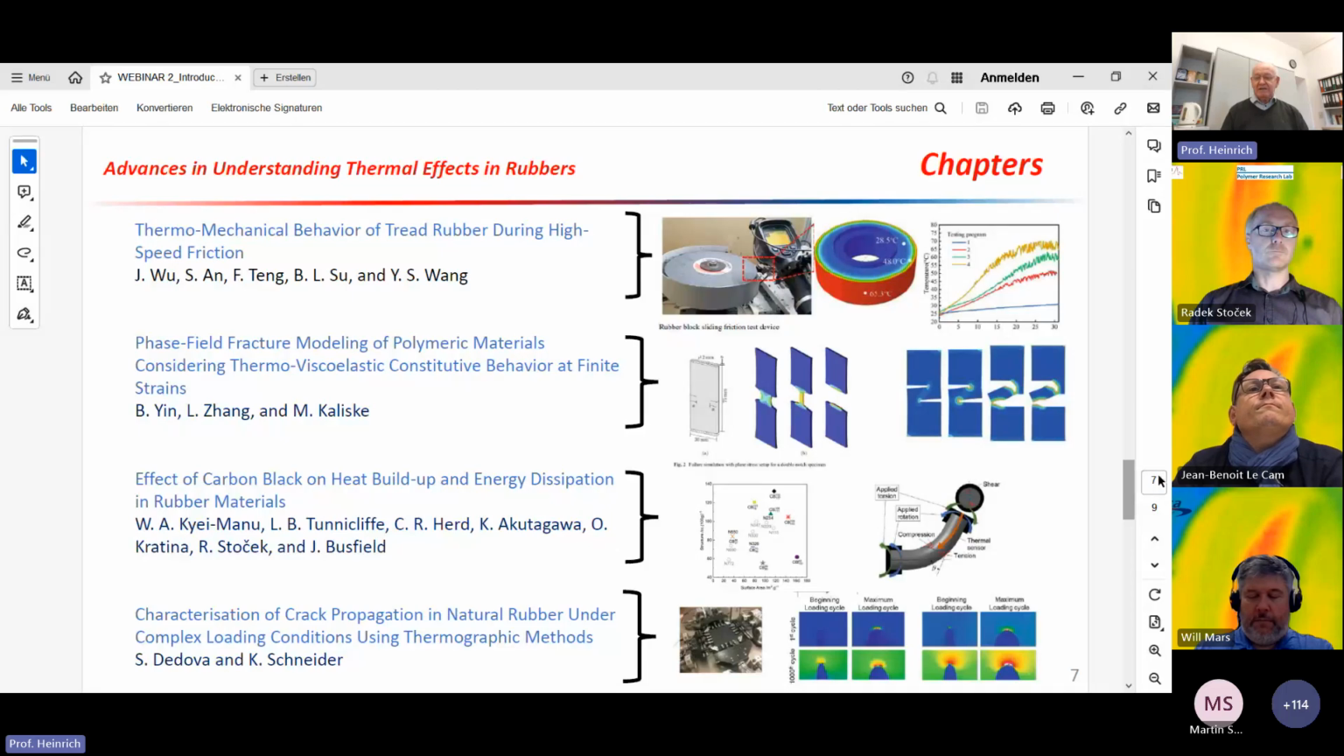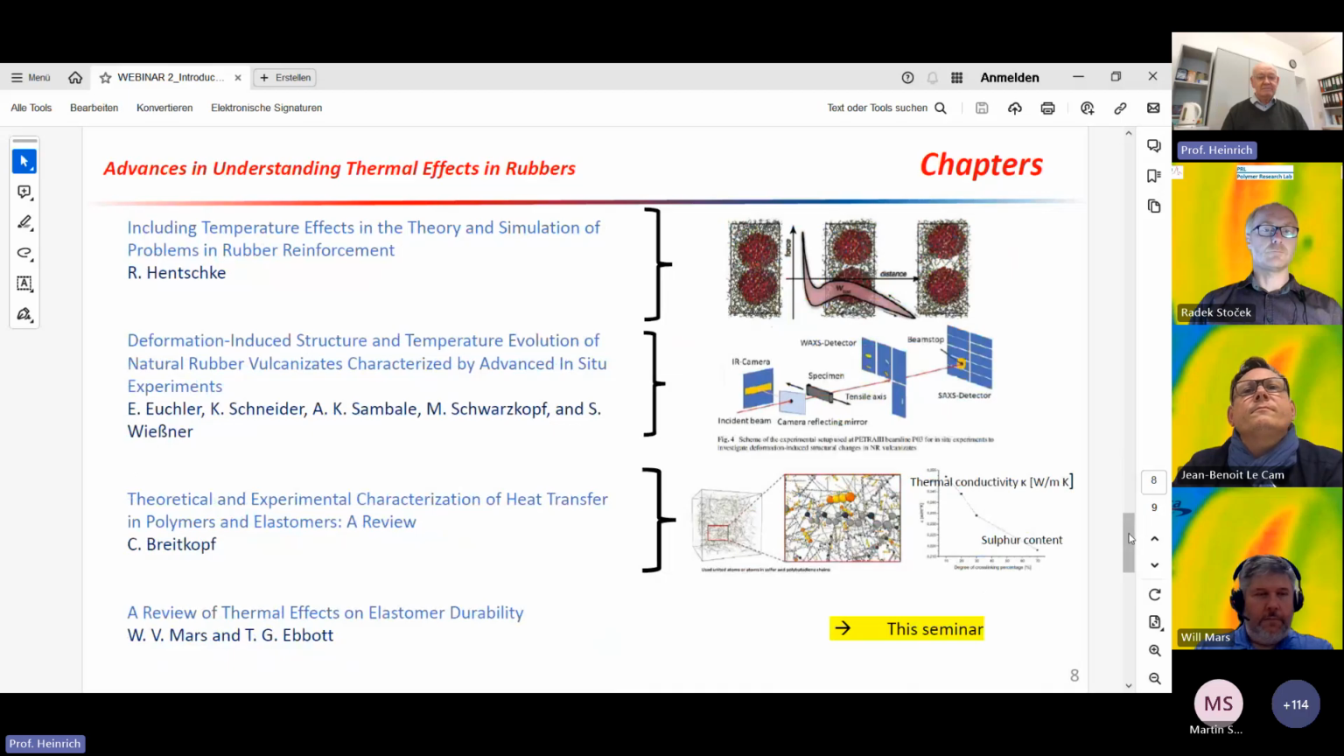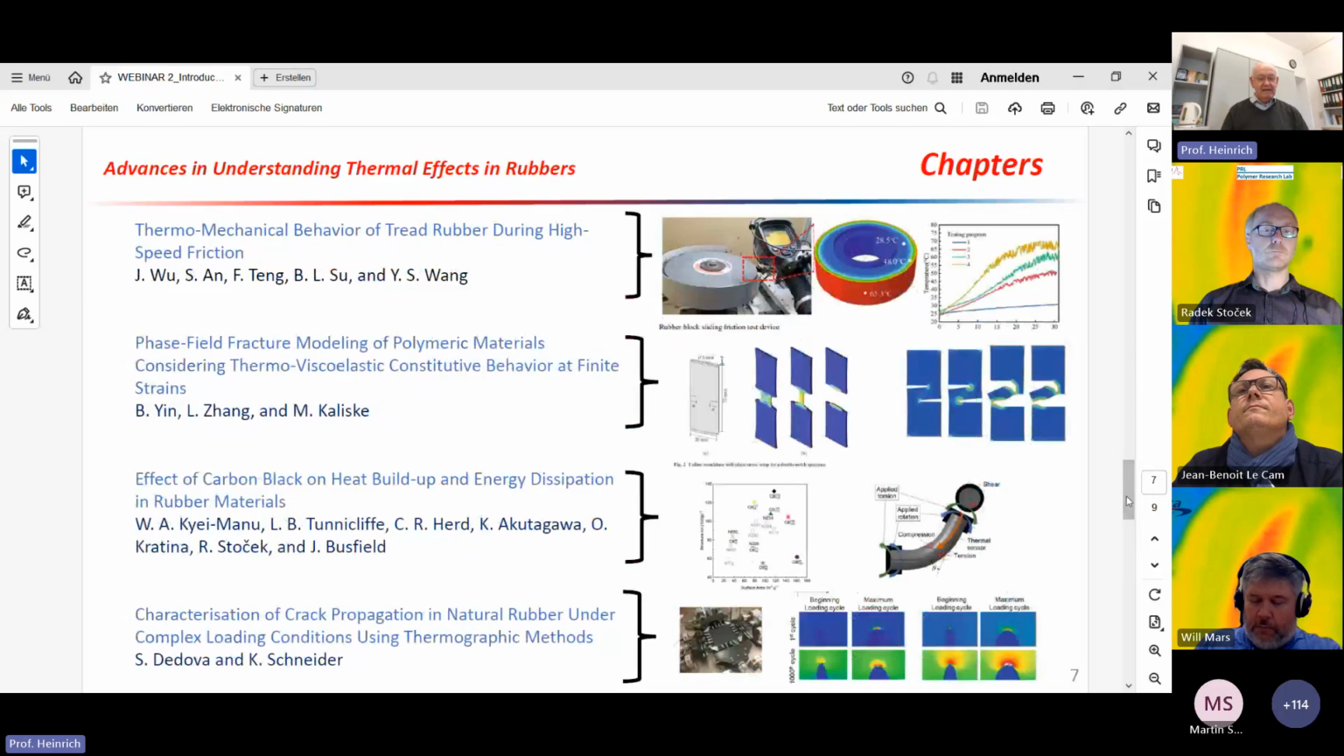Then you see another chapter that was written by the group of Konrad Schneider here from the Leibniz Institute of Polymer Research in Dresden, that is dealing with the characterization of crack propagation in natural rubber under complex loading conditions using thermographic methods. Especially here, biaxial testing equipment was applied. There were some situations especially investigated, like splitting of cracks. You have then double cracks of different shapes, and parallel to the fracture mechanical characterization, to the characterization of the crack propagation, also the development of the temperature fields in the crack tips of these relatively complicated crack pattern situations is examined.